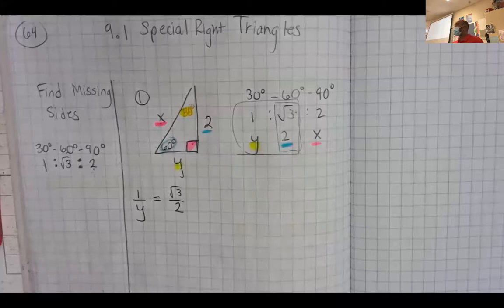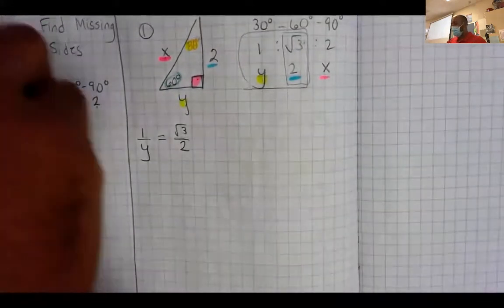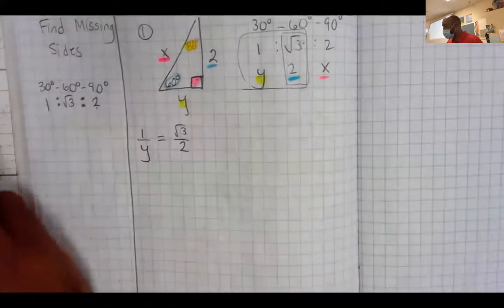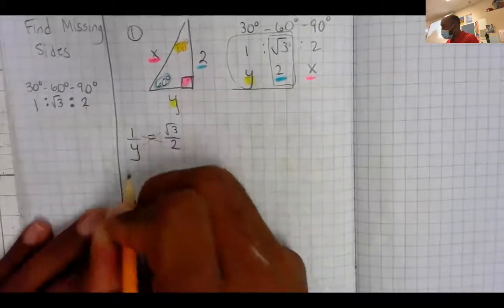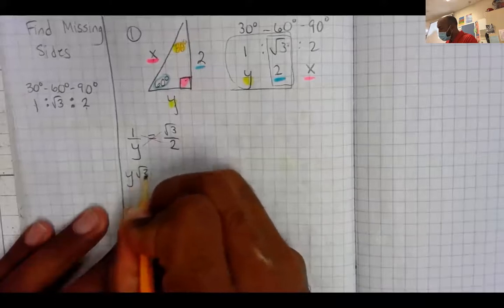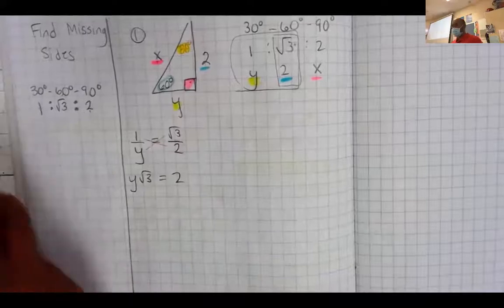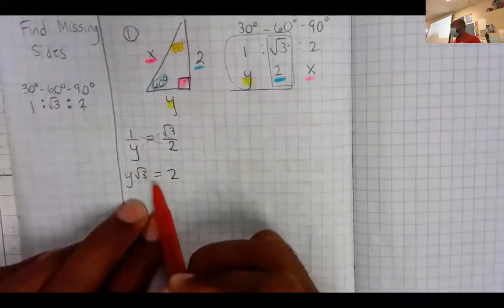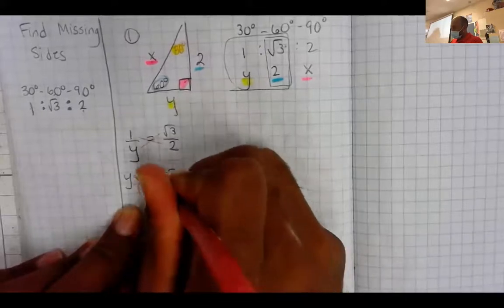Now, the two examples I'm going to show you are some of the harder examples. I did that on purpose because Miss Menard's are some of the easier ones, so I'm focusing on the harder examples here. All right, so here, cross multiply. So y times radical 3, or square root of 3, and then 1 times 2. Now we're getting y by itself, so divide both sides by square root of 3.